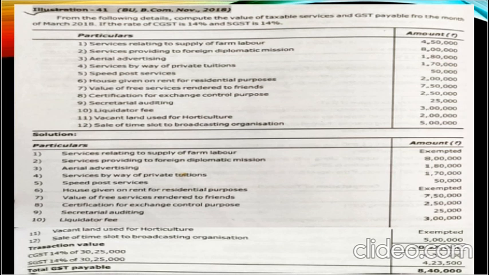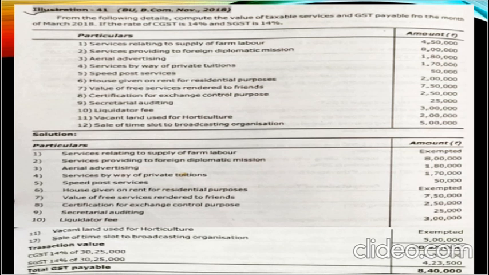Sale of time slot to a broadcasting organization is also taxable. A broadcasting organization means televisions, radios, where advertising or publicity is to be made. Such expenses are for business purpose, so 5 lakhs will be taken. So we have exempted incomes related to agriculture, any kind of services, as well as any rent received for residential purpose and agricultural land used for agricultural activities. So we have exempted 3 items here, and the total we have got is 30,25,000. So this is your transaction value.